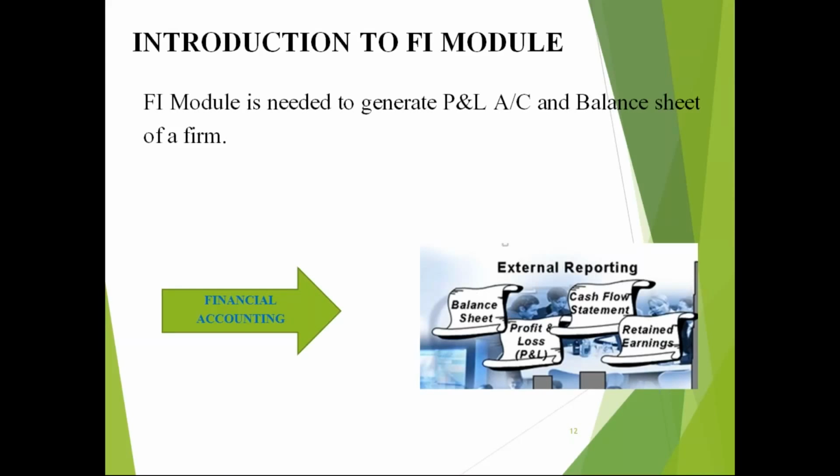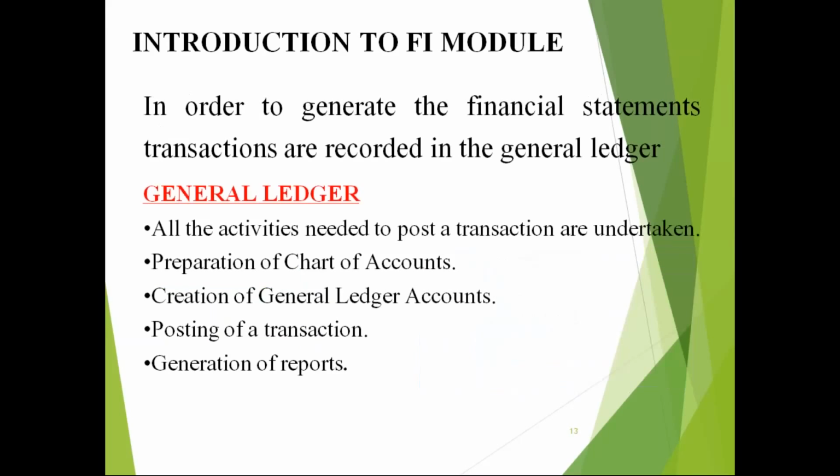Coming to the FI module. The FI module is needed to generate the profit and loss account and a balance sheet, something which is required for our external reporting purpose. In order to generate a profit and loss account and a balance sheet, I need to record my transactions in different sub-modules of FI, like the ones I listed in the previous slide: my general ledger, my accounts payables, my receivables, asset management.